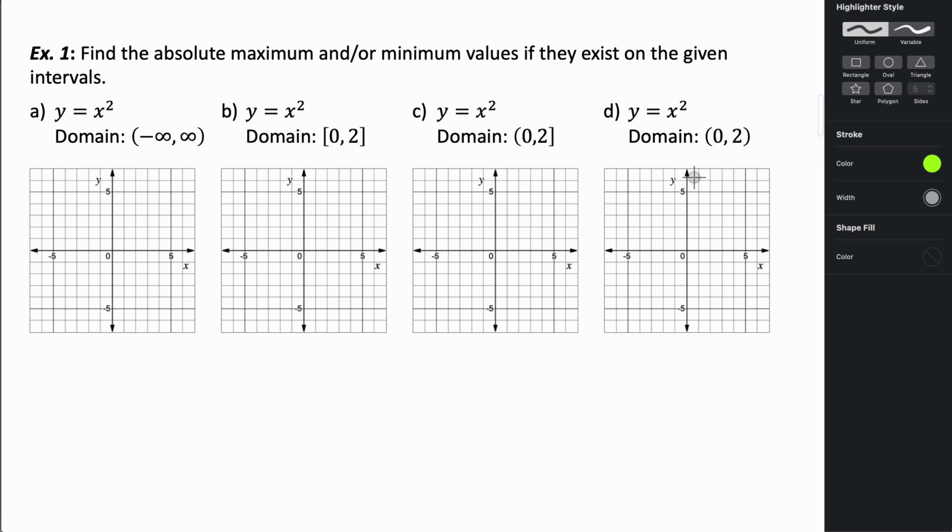So what I want you guys to do is try this problem, right? So you're trying to find the absolute maximum, so the highest that your graph ever goes, and the absolute minimum, the lowest it ever goes, if it exists on these intervals. So go ahead and sketch the graph on each of these intervals, and then try and find any of your absolute maximums and or minimums on those intervals. So go ahead and pause the video now and give that a shot.